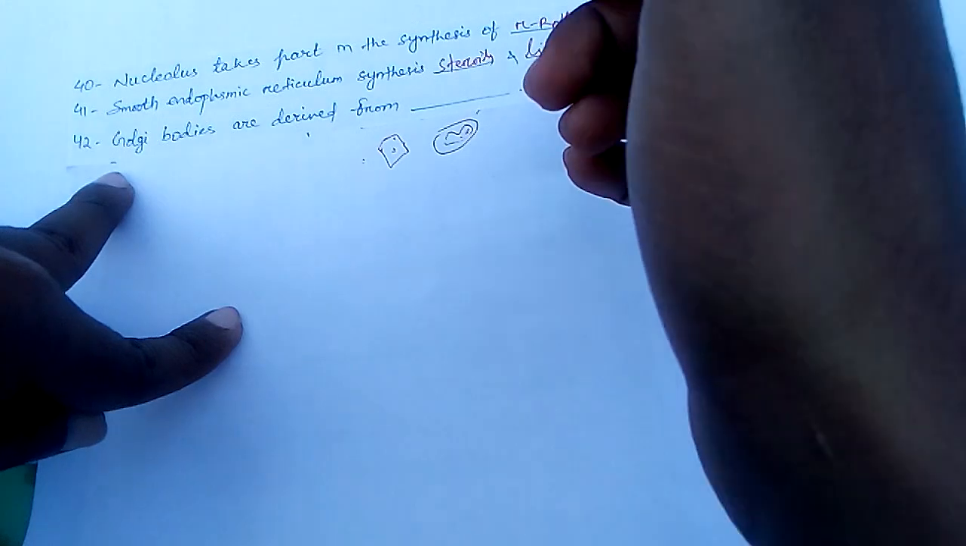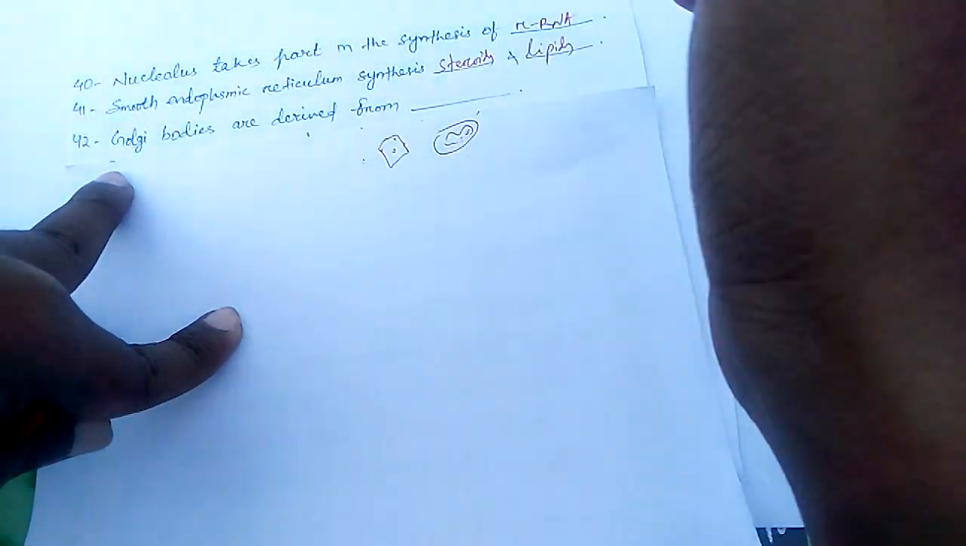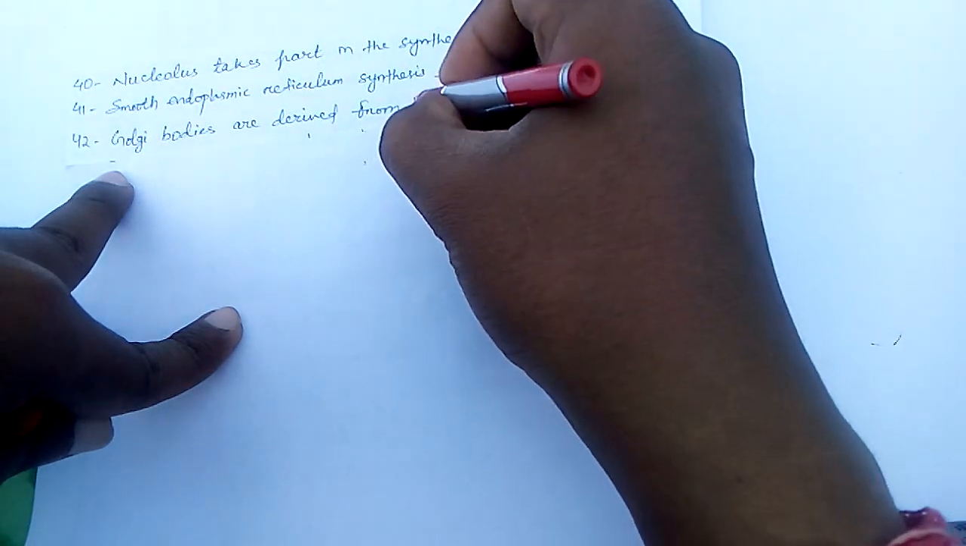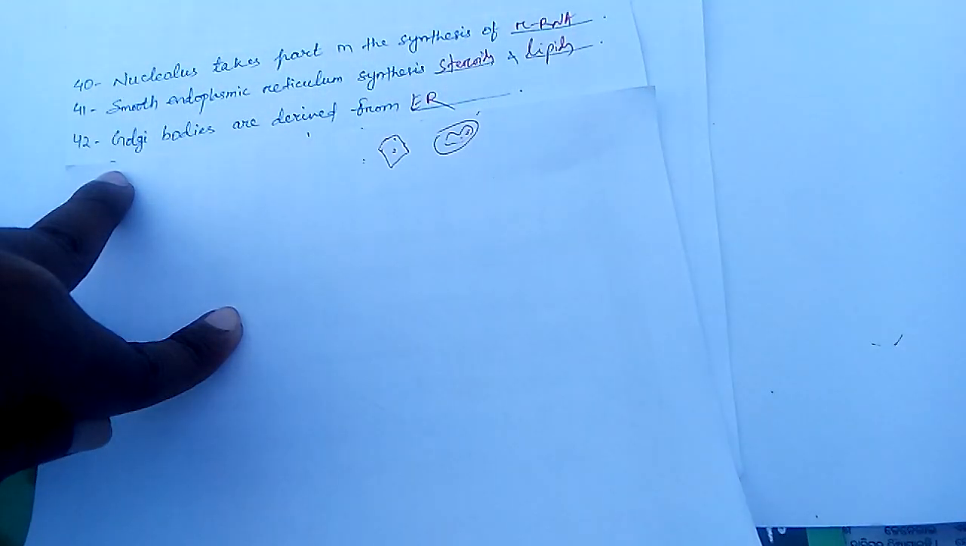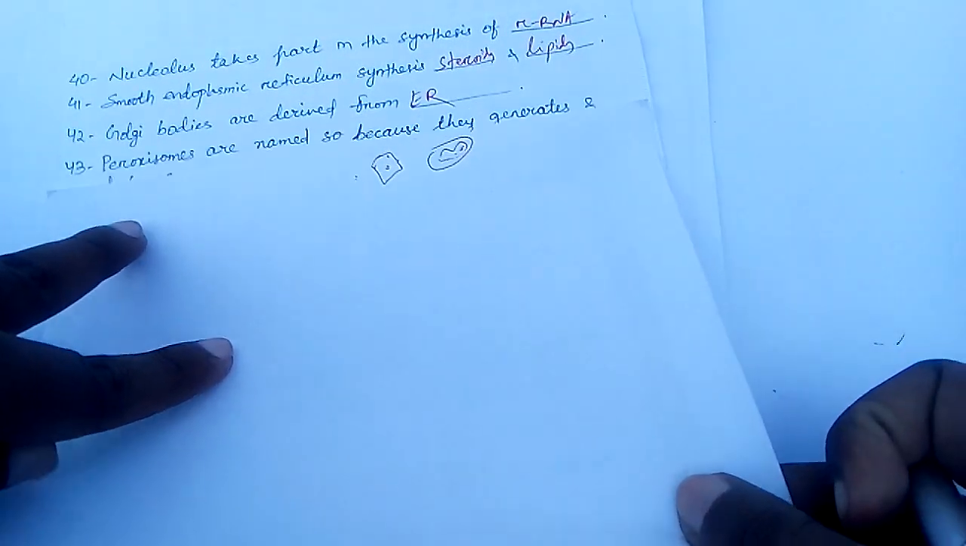Then question number 42. Golgi bodies are derived from dash. Golgi bodies are made from which cell organelle? Generally, the endoplasmic reticulum. As we discussed earlier, endoplasmic reticulum is known as the mother of all membranes. That's why Golgi bodies, which are membrane-like structures, are derived from endoplasmic reticulum.